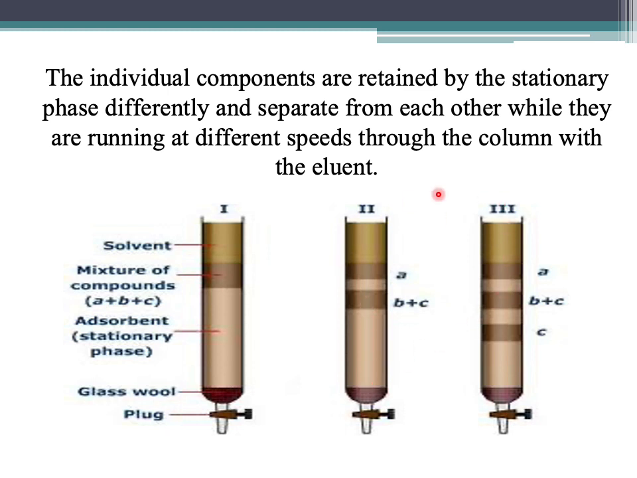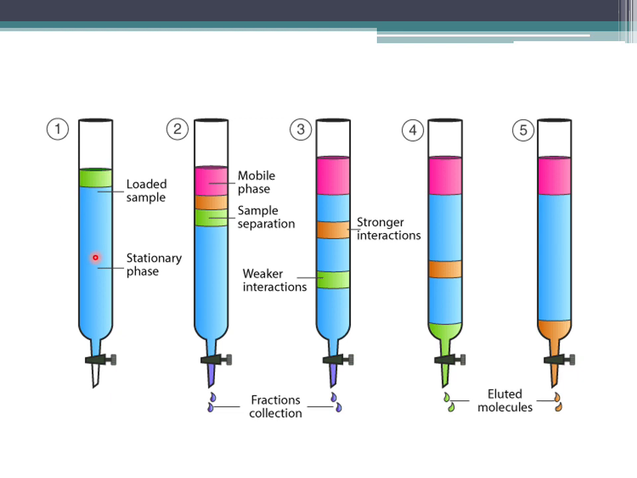And then after kita biarkan dia lagi, so dia akan berlaku separation lagi. So dia akan lalu pada stationary phase ni. Okay, so akan berlaku separation antara A, B plus C dan C. So kita nampaklah berlaku separation pada kolom chromatography tu. Okay, ni antara contoh juga.